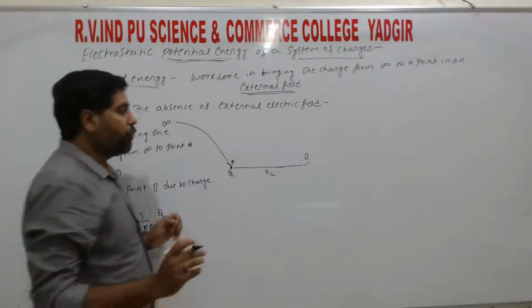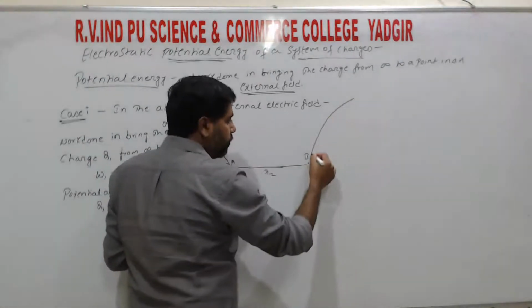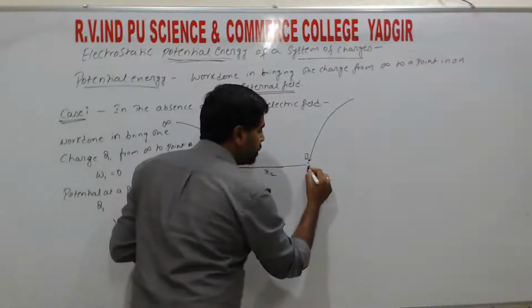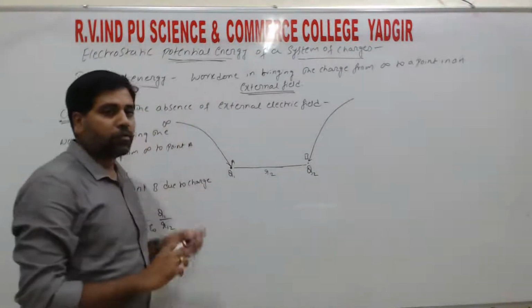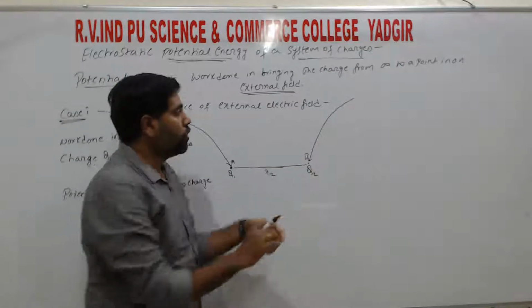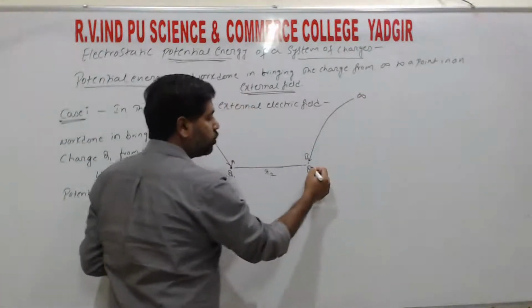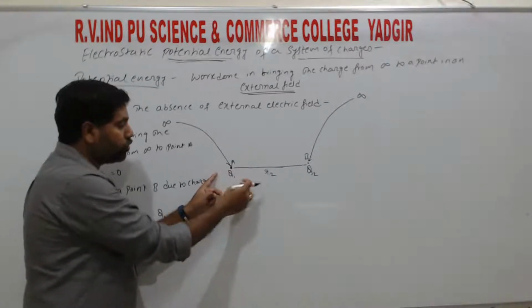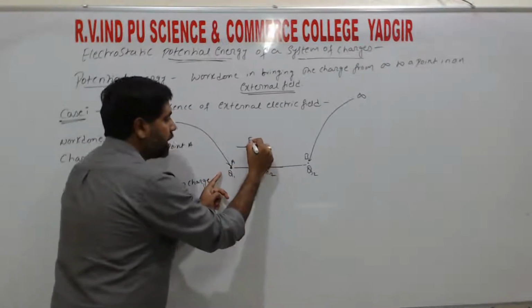So next, bringing another charge from infinity to point B. That charge will be taken as Q2, right? So we are bringing the charge Q2 from infinity to the point B. Already we have the charge here. So due to this charge, we have the electric field.